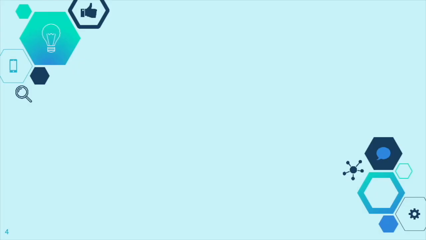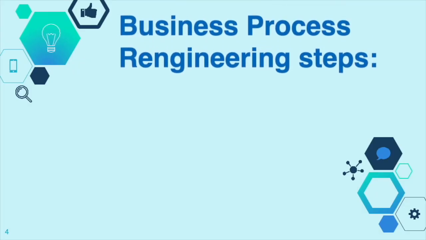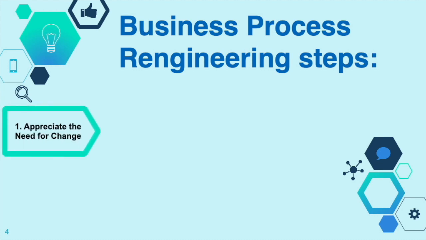Now let me talk to you about the steps of business process re-engineering. What are the steps involved with business process re-engineering? There are main 4 steps for business process re-engineering. The first step is appreciating the need for a change. You first feel that you need to change. You must be convinced why making the change is essential for your company.